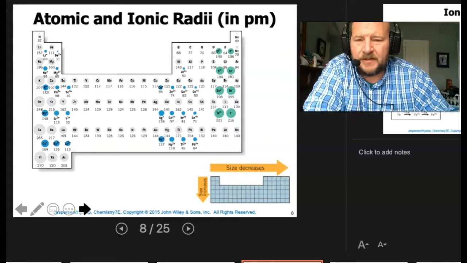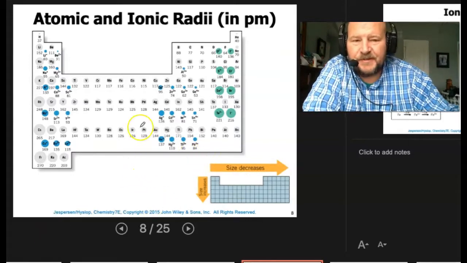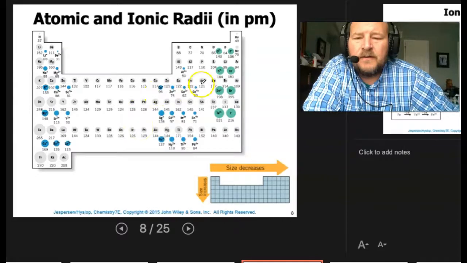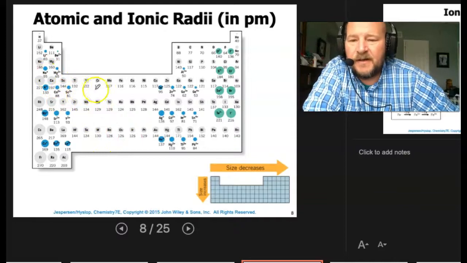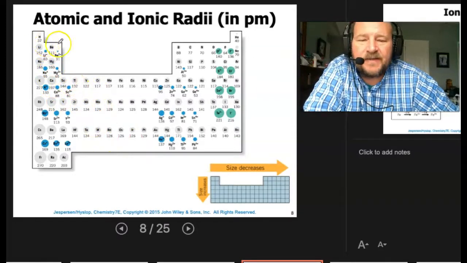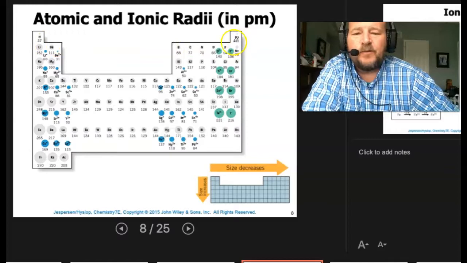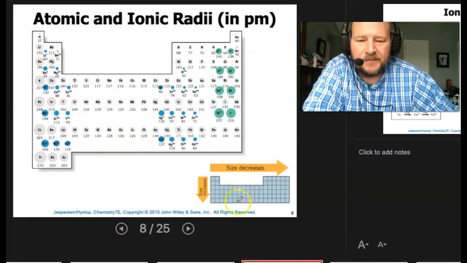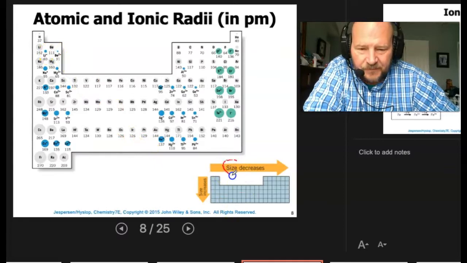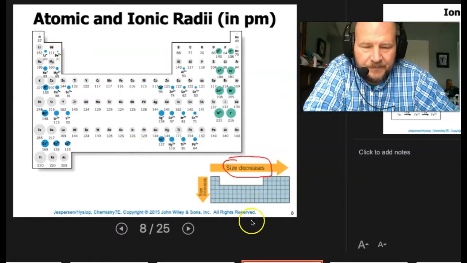Take a look at the periodic table here, and we can see some of these numbers. All right, so I can't really see these numbers. I apologize. So here we have hydrogen at 37. We see helium at 40. They're about the same. I'm having trouble seeing the numbers, but you can see the overall trend. This is what I really want you to know overall anyway. I'll give you the numbers if you need them.